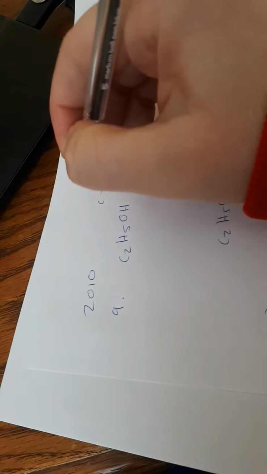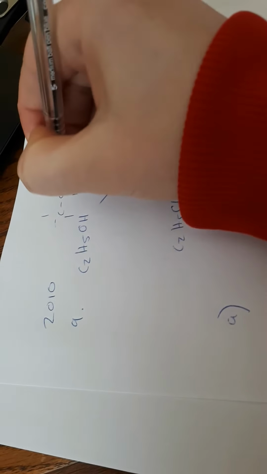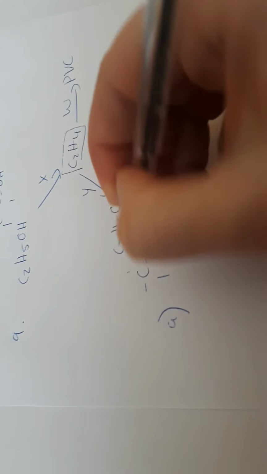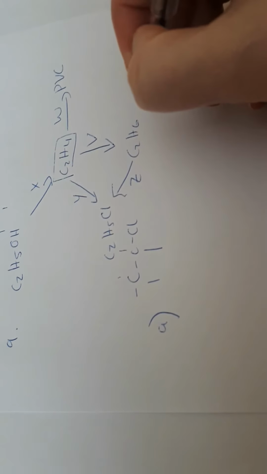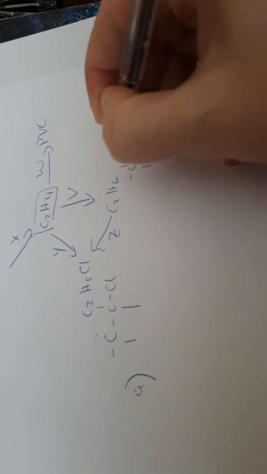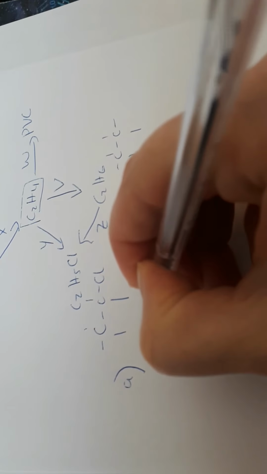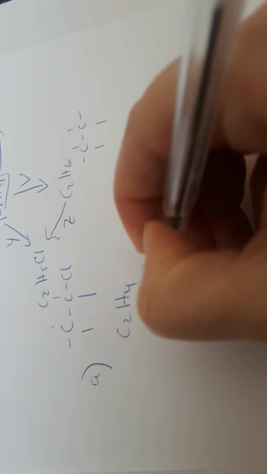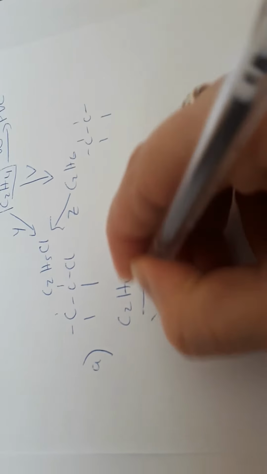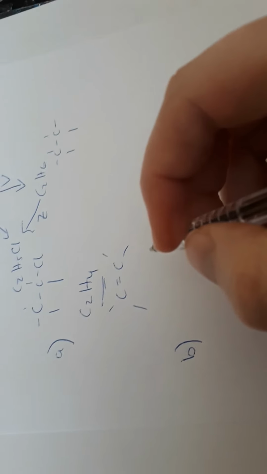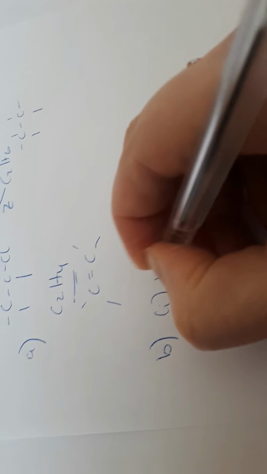So we have C2H5OH, we have C2H5Cl, and then we have C2H6. So the only one here, A, is C2H4. If I draw that out, that is what I look at. So C2H4. Part B, then you're asked to identify an addition, and then you're asked to identify a substitution.